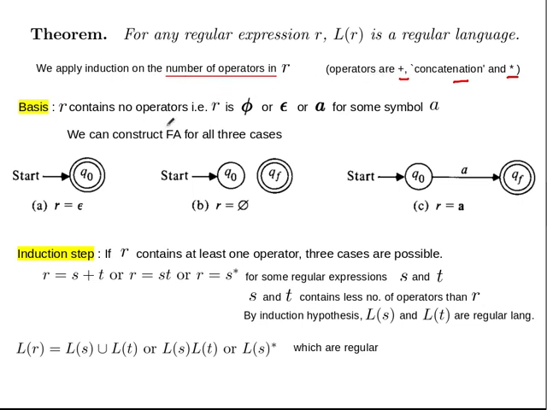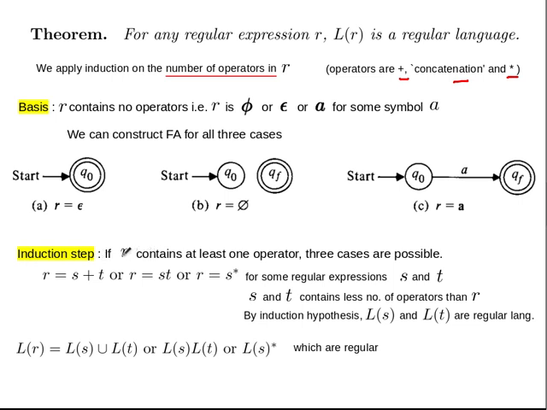So what is the base case? Your regular expression has zero operators. Zero operators means you can have only these basic expressions; they do not contain any plus, star, or concatenation. And for each of these, you can construct a finite automaton. This one just accepts the empty string, and it doesn't accept anything else. This one does not accept anything at all, not even epsilon, because there is no path, and this one just accepts A, right? So these are automata for these regular expressions. So these are regular.